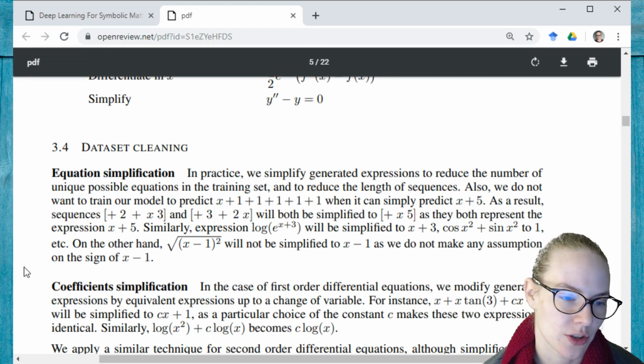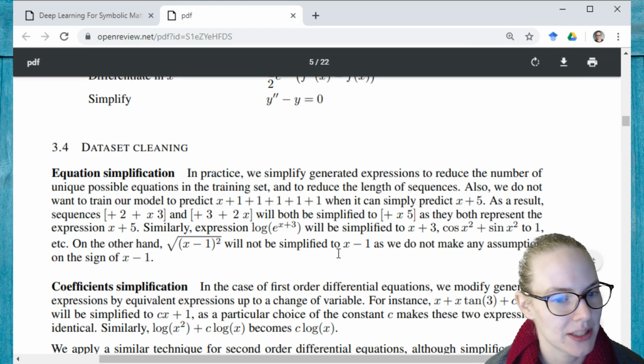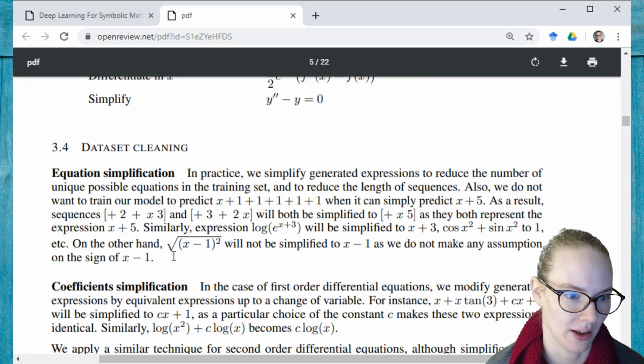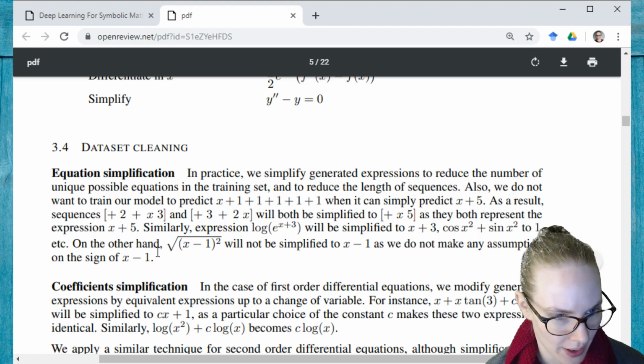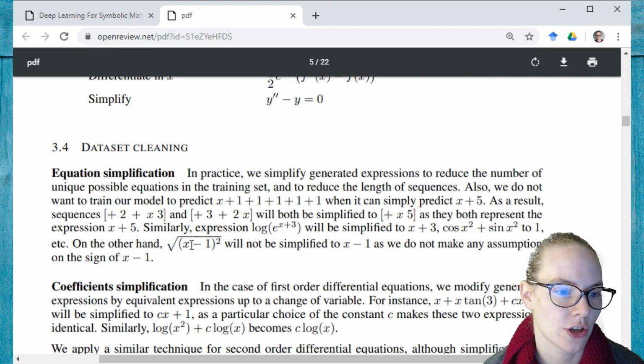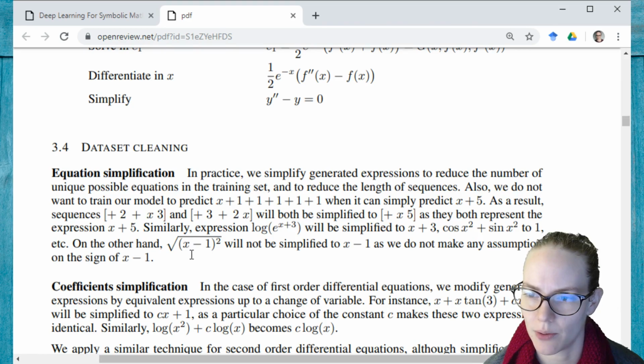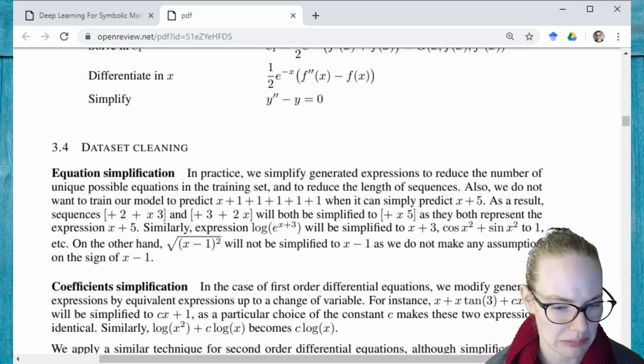On the other hand, the square root of x minus 1 squared will not be simplified to x minus 1, as we do not make any assumption on the sign of x minus 1. So x could be positive or negative, I think is what they're saying there, and they can't determine which it is, so they can't simplify it.